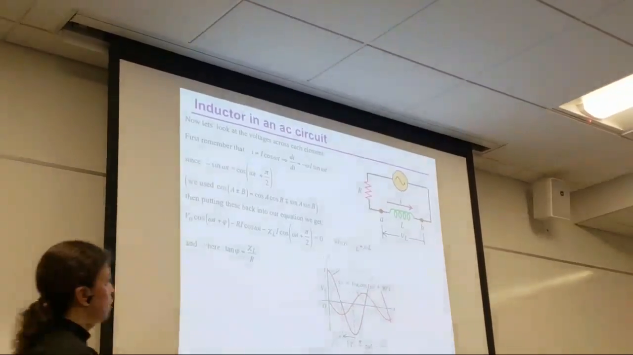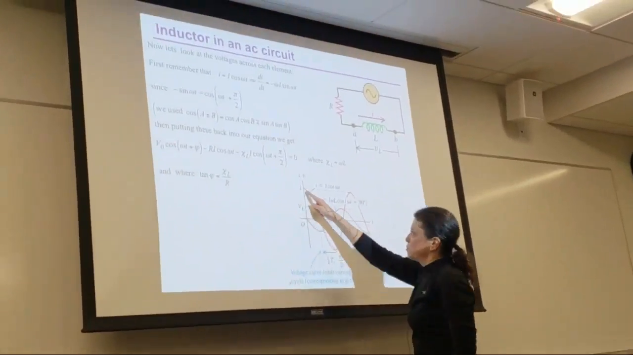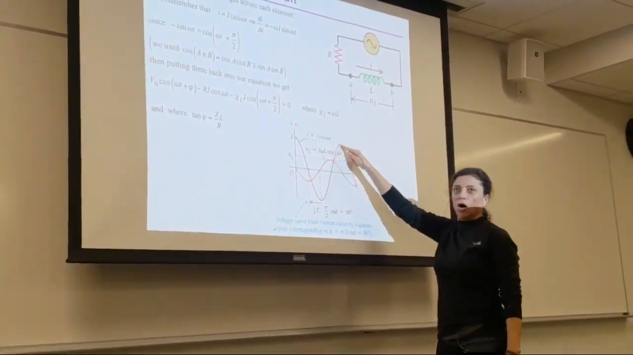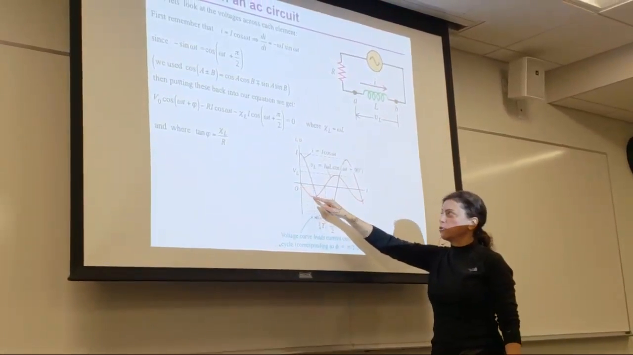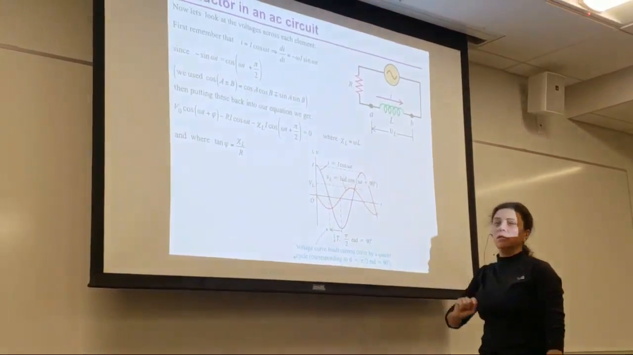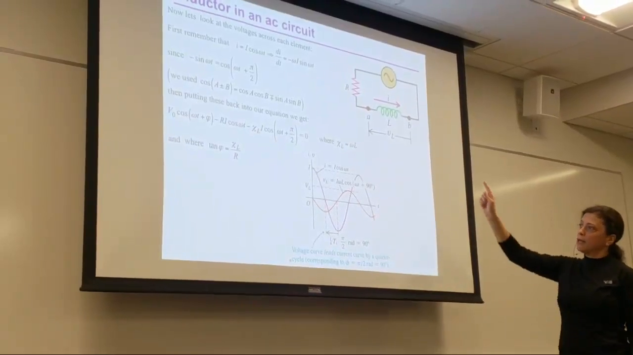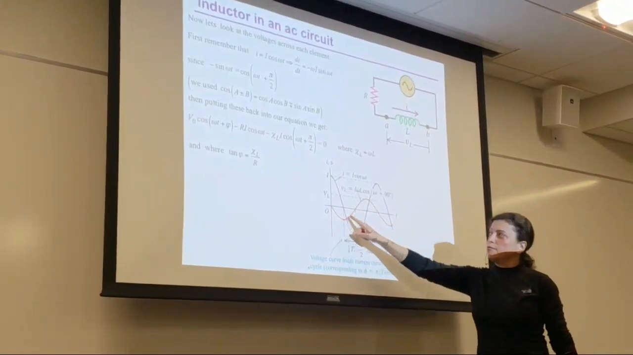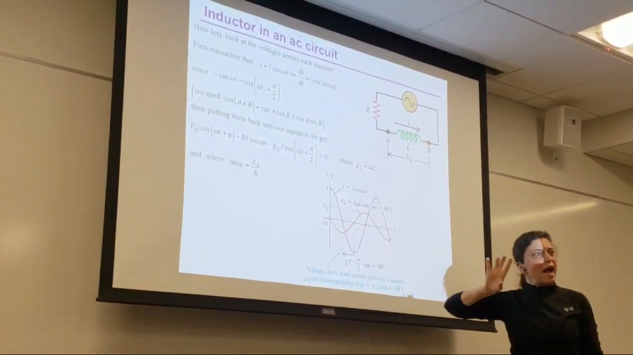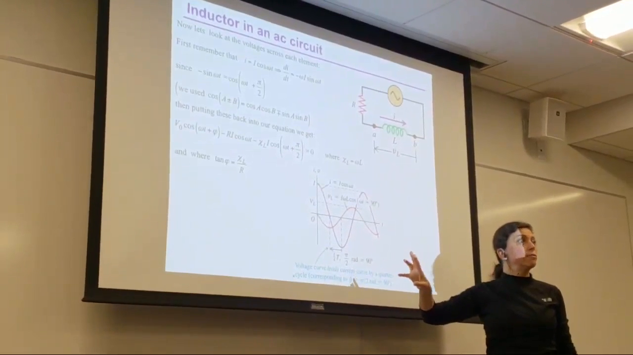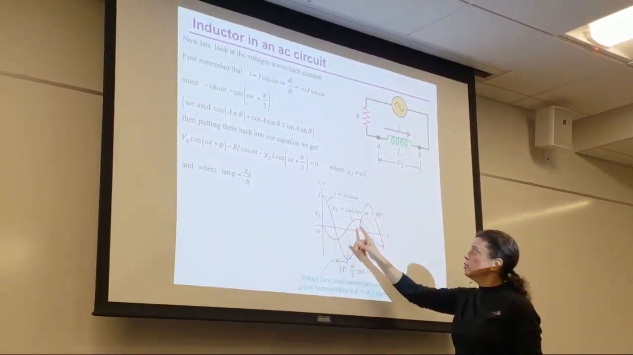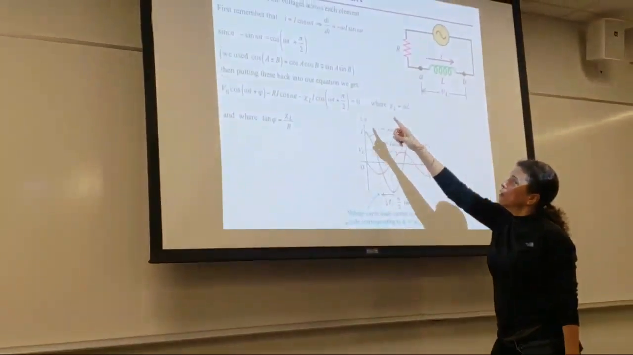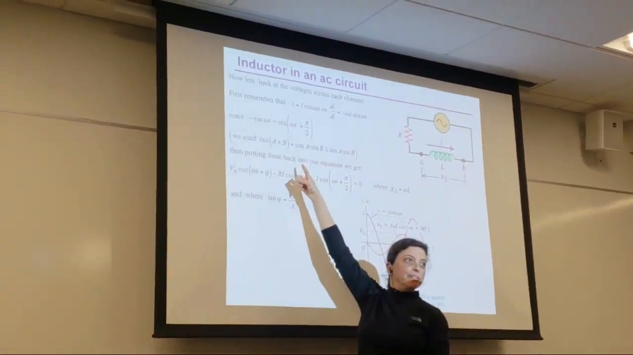So this is the description of the current on the circuit. This is the description of the voltage across the inductor. And you can see that the voltage across the inductor is out of phase from the current. By how much? By this angle, pi over 2. 90.